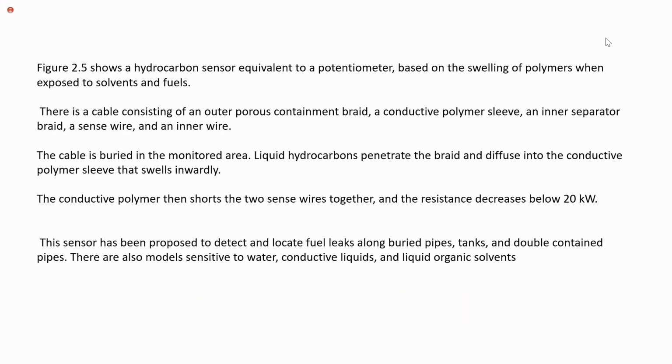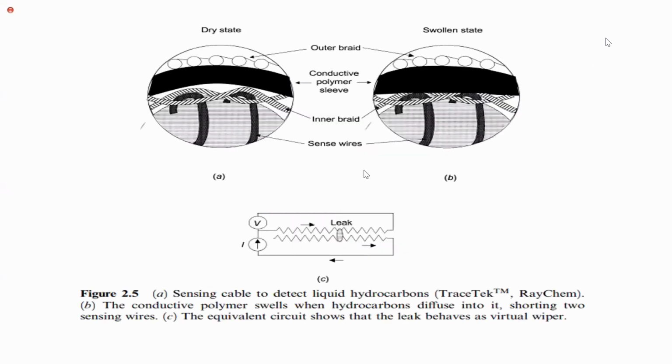Figure 2.5 shows a hydrocarbon sensor equivalent to a potentiometer. Based on the swelling of polymers when exposed to solvents and fuels, there is a cable consisting of an outer porous contaminant braid, a conductive polymer sleeve, an inner separator braid, a sense wire, and an inner wire. So these are the different parts of the sensor.